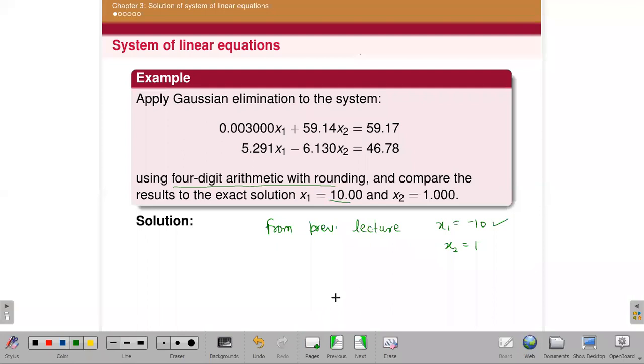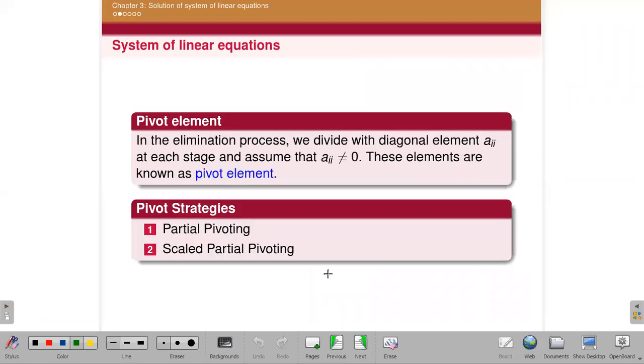We have strategies here, that is, pivot strategies. First we will discuss this pivot element. What is a pivot element? In the elimination process, obviously we are using the Gauss elimination process, we divide with the diagonal element.